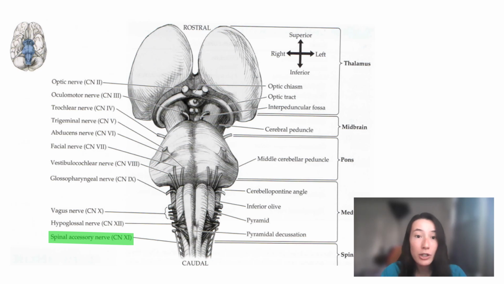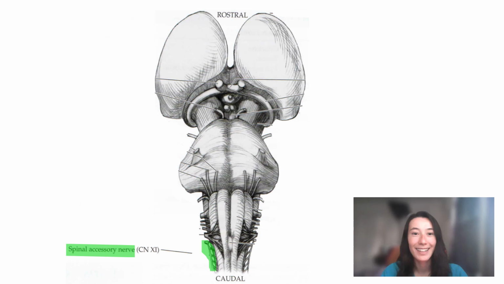So this image that we all know so well of the thalamus, midbrain, pons, and medulla, that's not all that there is. This also includes the spinal cord. Here's an image that takes out the rest of the clutter and hopefully makes seeing where the nerve actually comes out a tiny bit easier.